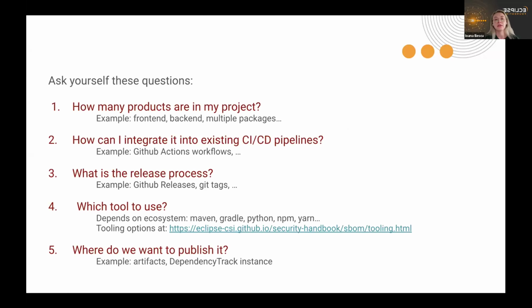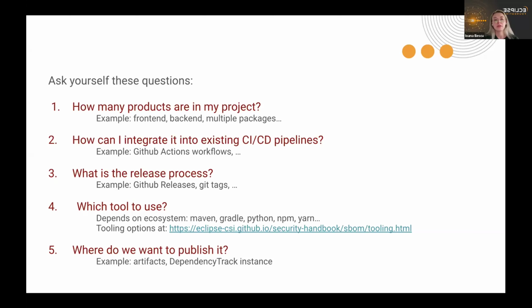For example, if you're using GitHub Actions workflows for building and releasing, then you could have a workflow to generate the SBOM as well. What is the release process? For example, if you're creating GitHub releases or Git tags, then that could be your event trigger for the SBOM generation workflow. Very important: which tool to use to actually generate the SBOM.